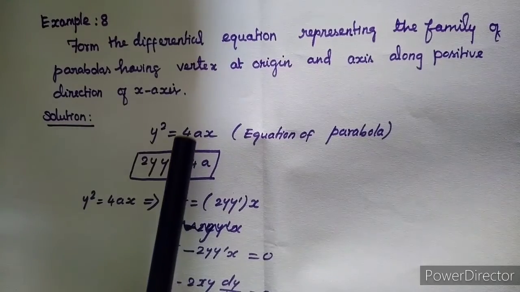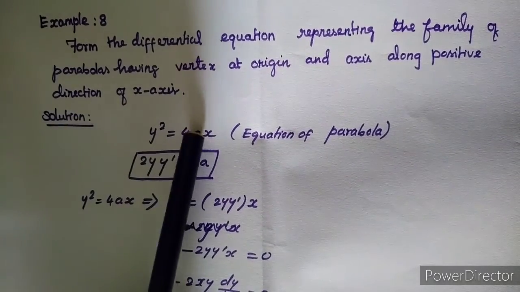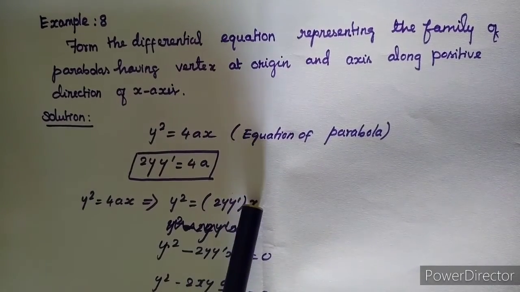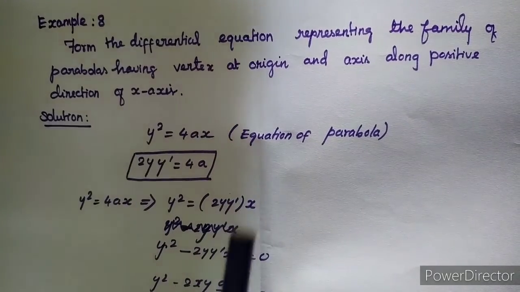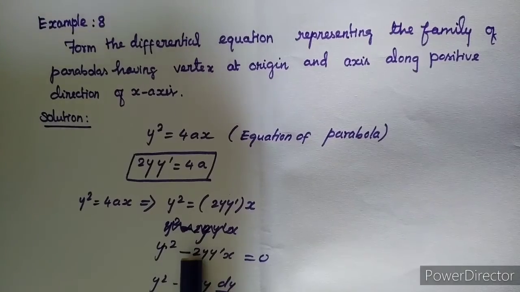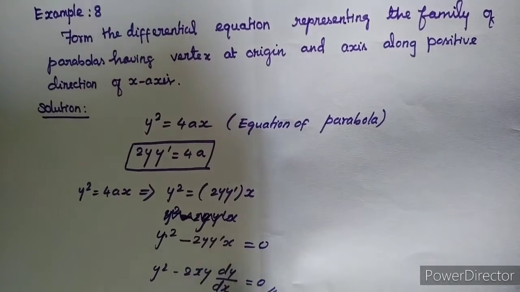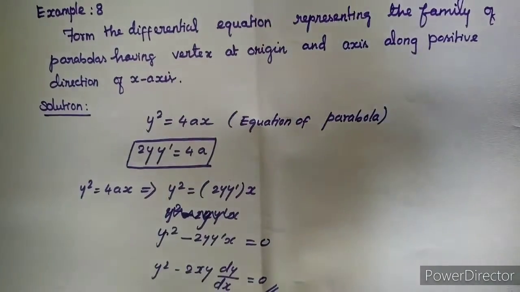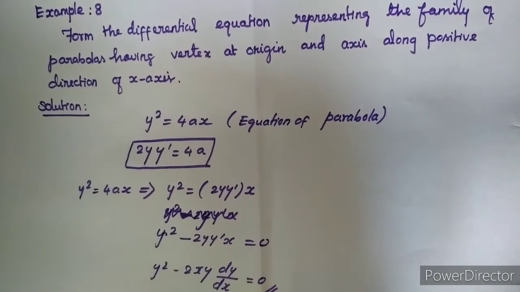So we can replace this particular place by using the 4a value. So y square equal to, the 4a value is 2y y dash, x. So this equation will become y square equal to 2y y dash x. Y square minus, consider this term on the left side, therefore 2y y dash x equal to 0. Then substitute y dash as dy by dx. This is the required differential equation. This equation represents the family of parabolas.